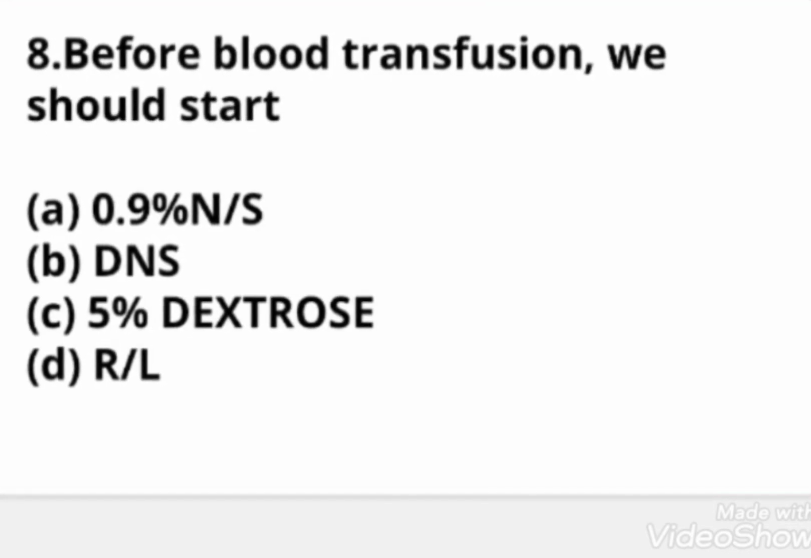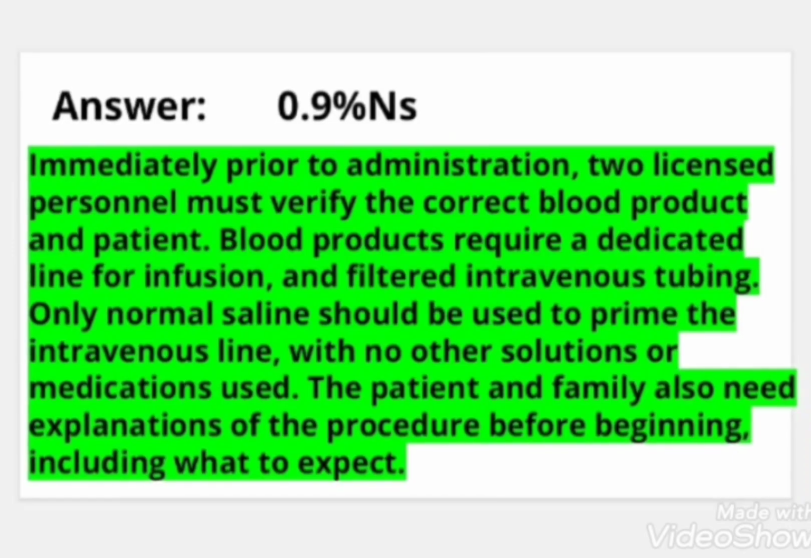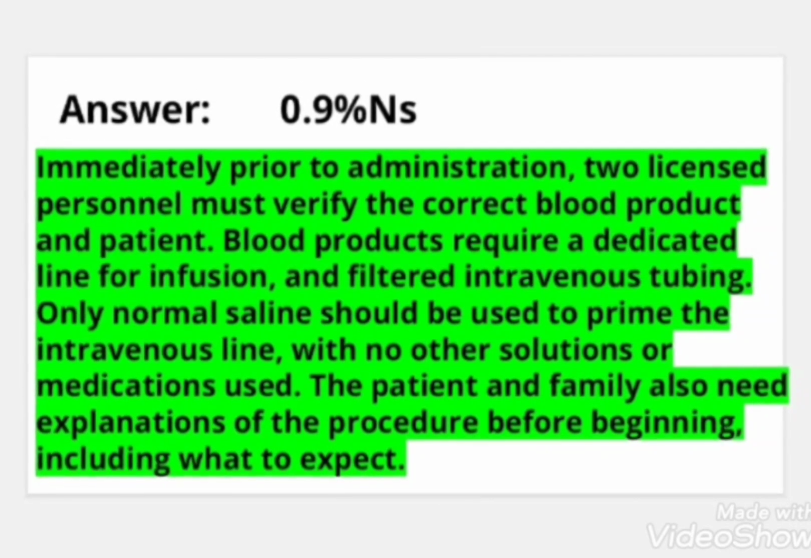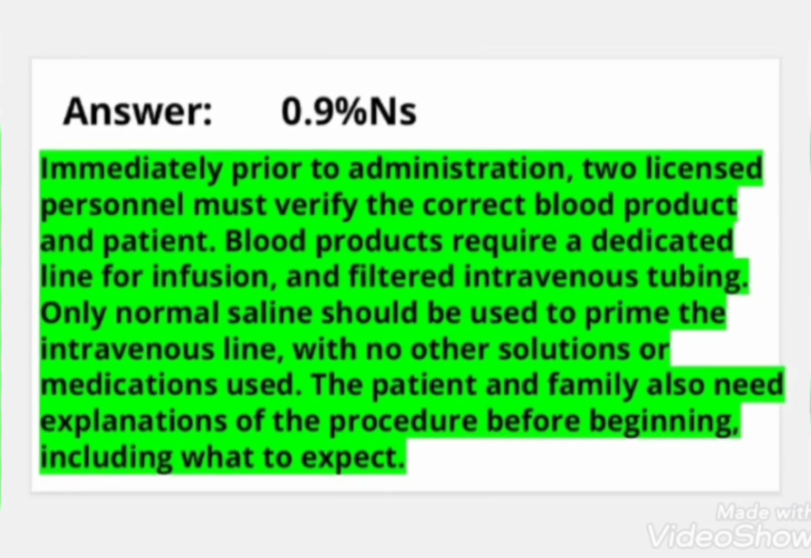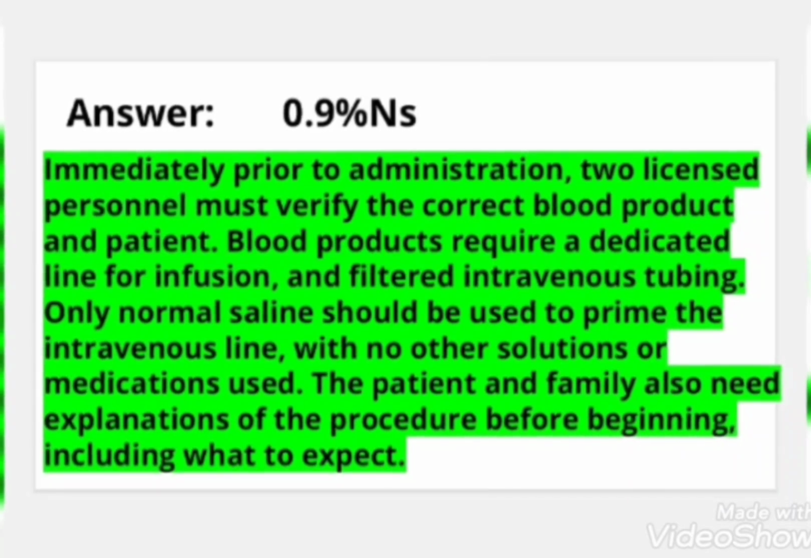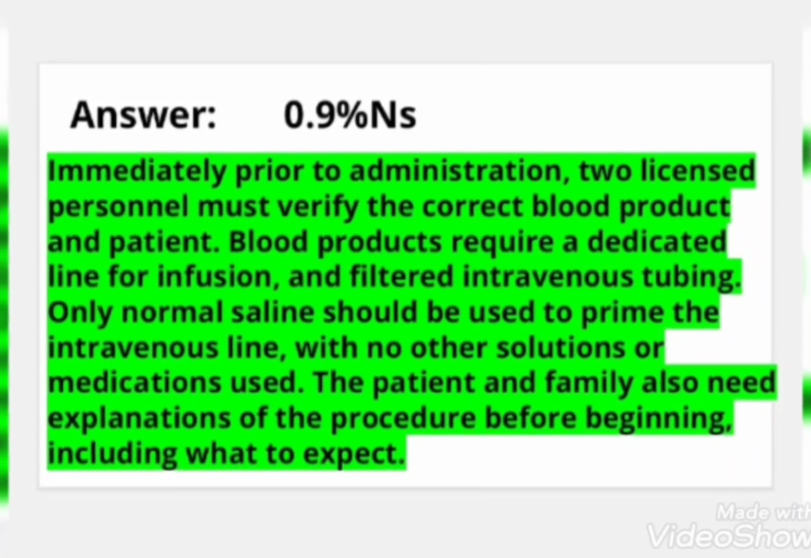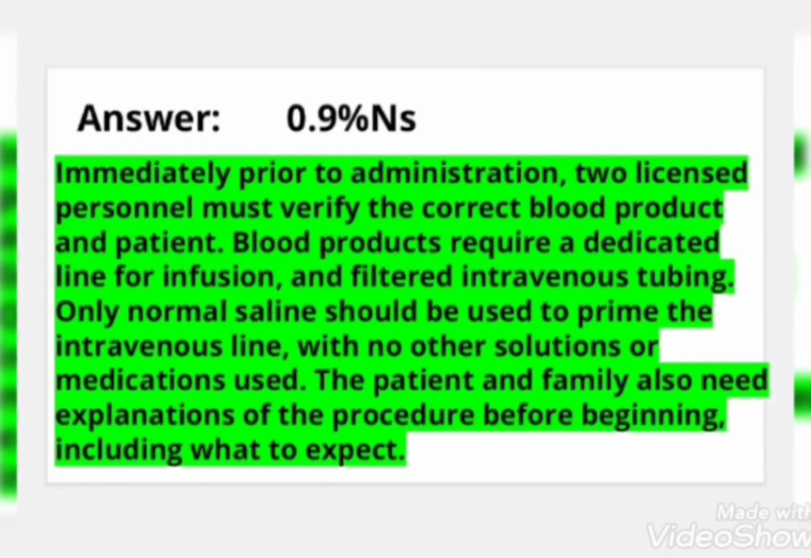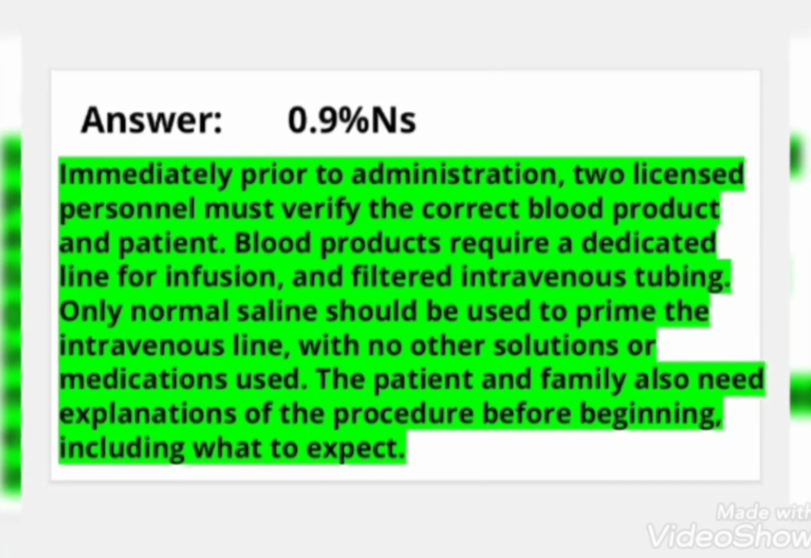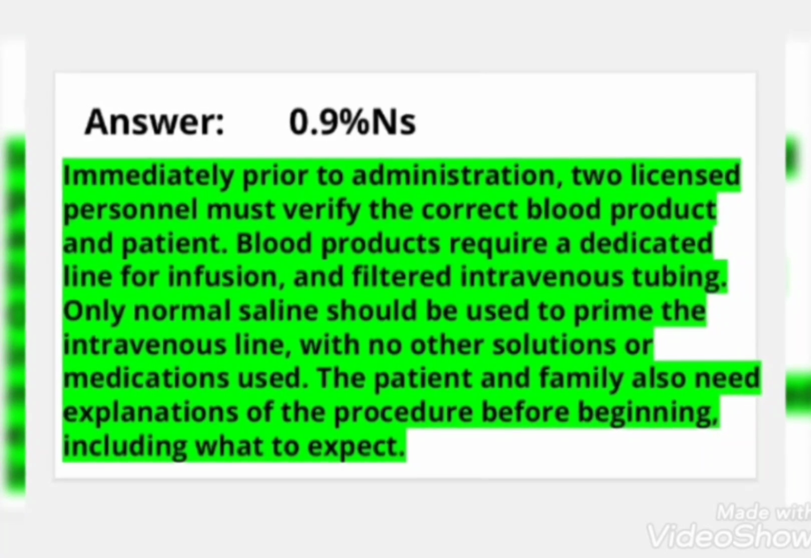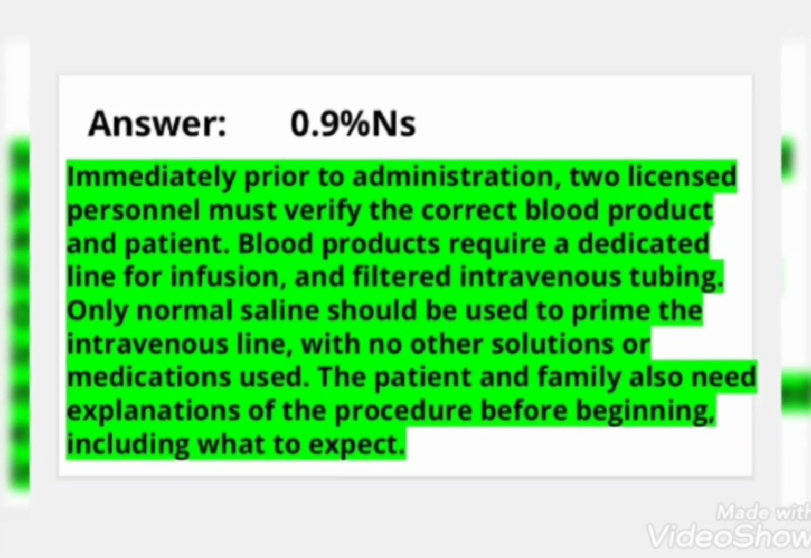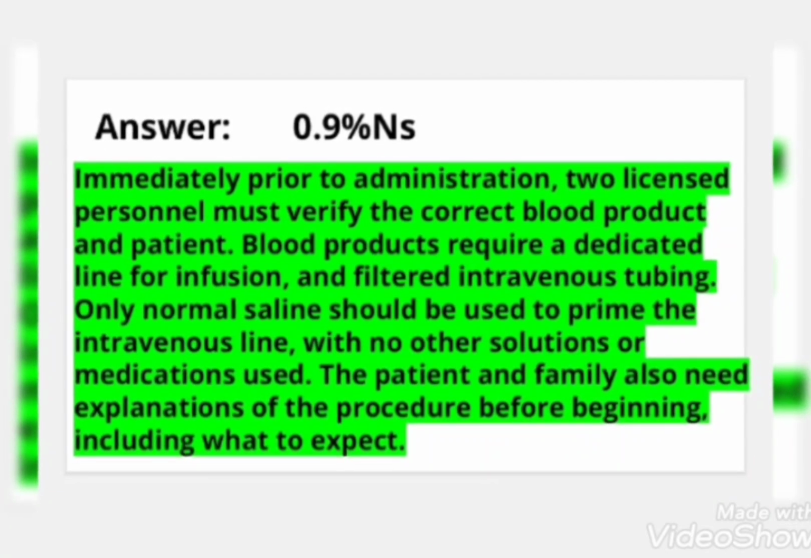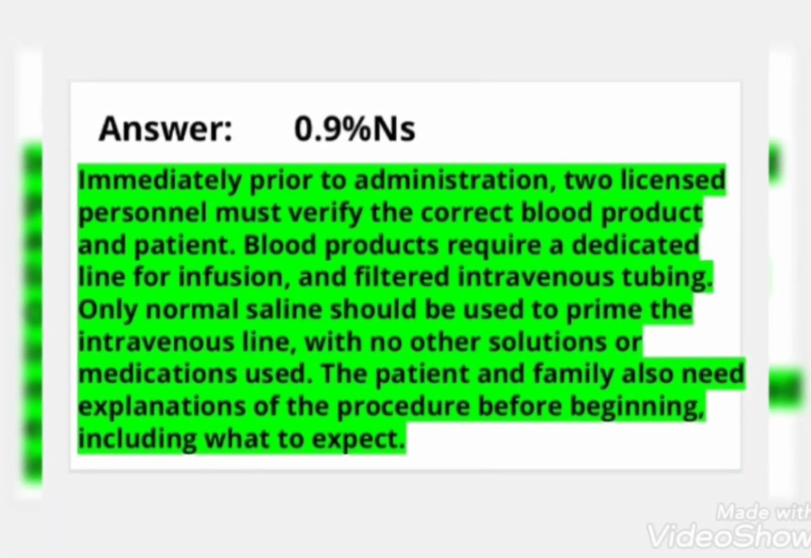C. 5% dextrose. D. RL. Answer: 0.9% NS. Immediately prior to administration, 2 licensed personnel must verify the correct blood product and patient. Blood products require a dedicated line for infusion, and filtered intravenous tubing. Only normal saline should be used to prime the intravenous line, with no other solutions or medications used. The patient and family also need explanations of the procedure before beginning, including what to expect.